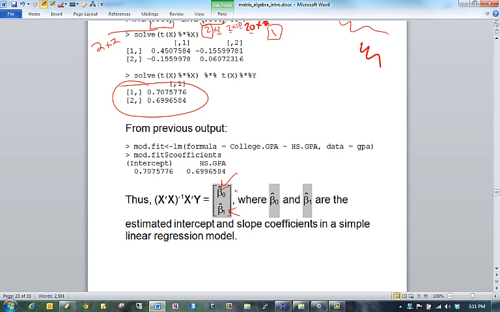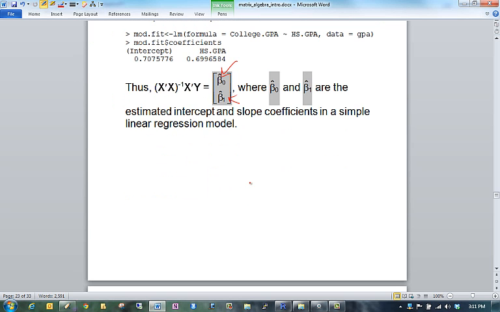In fact, when I first had a course like that, my professor made all students repeat over and over again, x prime x inverse x prime y, because it's such an important result, and you need to know what it is when you do regression analysis.